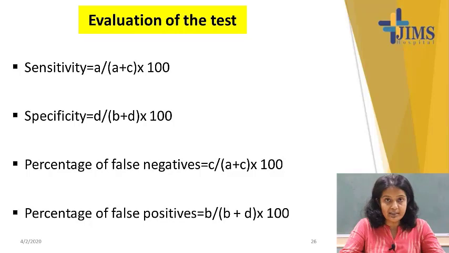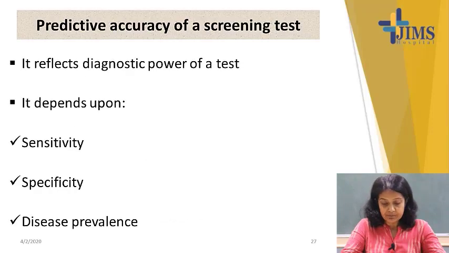How can we calculate the percentage of the false negatives? That is C by A plus C. False negative is here the numerator, and the denominator is all disease present patients. And the percentage of the false positives is B by B plus D. That is false positive divided by the total disease absent patients, into 100.